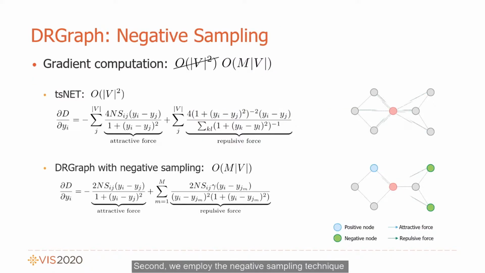Second, we employ the negative sampling technique to compute the gradient based on a subset of nodes. The gradient of tsNET can be split into V attractive forces and V repulsive forces for other nodes. By leveraging the negative sampling technique, the gradient of DRGraph shows that each node receives 1 attractive force and m repulsive forces. Consequently, the negative sampling technique reduces distance calculation from V×V to m×V.